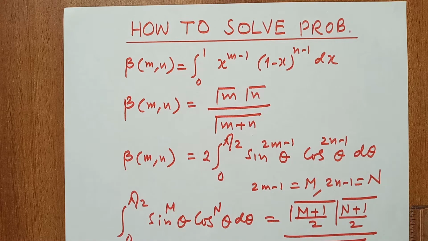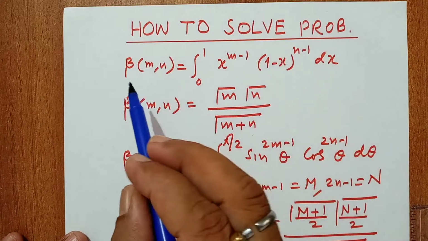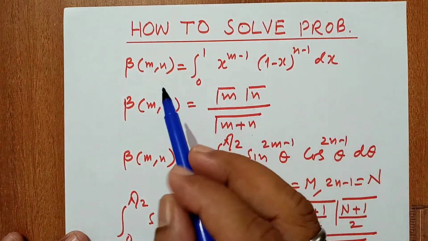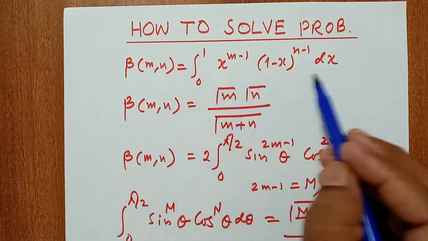Now I am going to explain the technique to solve integration with the help of beta and gamma functions. By using the properties of beta and gamma functions, we can solve problems on integration very easily. So first of all, we remember the property of the beta function. This is the definition: beta(m, n) equals the integral from 0 to 1 of this expression.